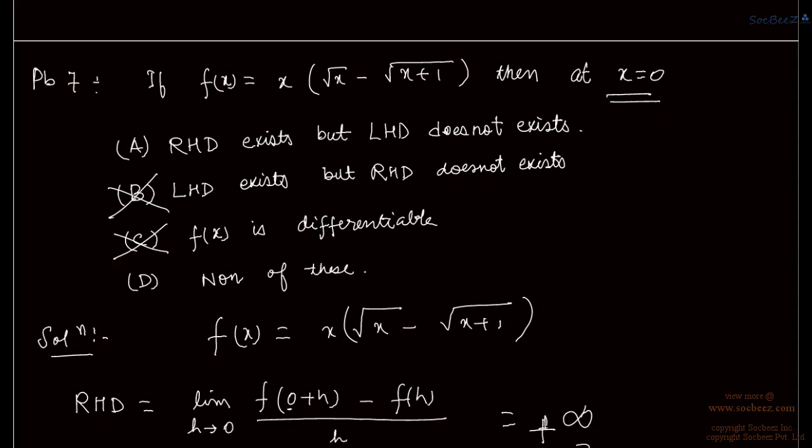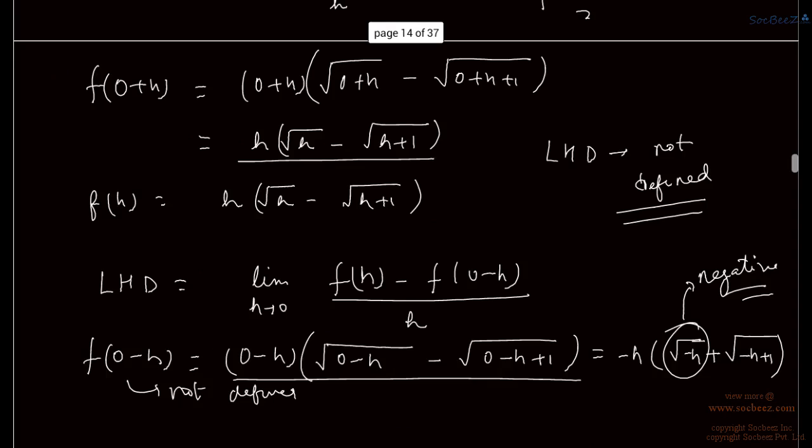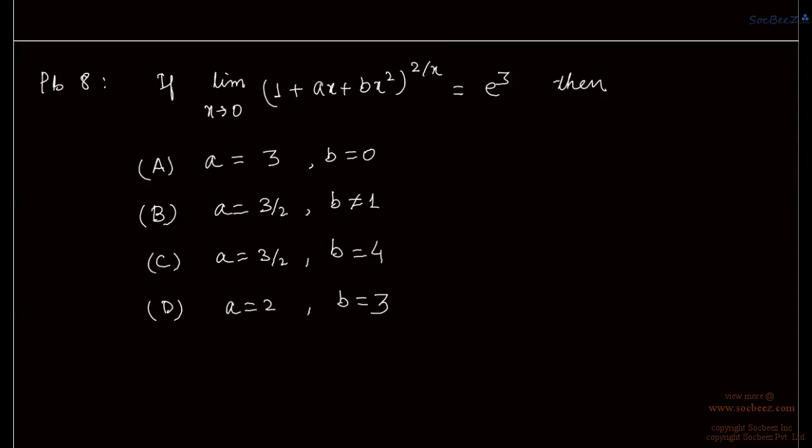Similarly, f(x) cannot be differentiable, because for f(x) to be differentiable, LHD is equal to RHD, right? And since RHD is infinity, which is not a number, RHD also does not exist, right, at x is equal to 0. So we have the option left, none of these. Okay. So now moving to the next question.